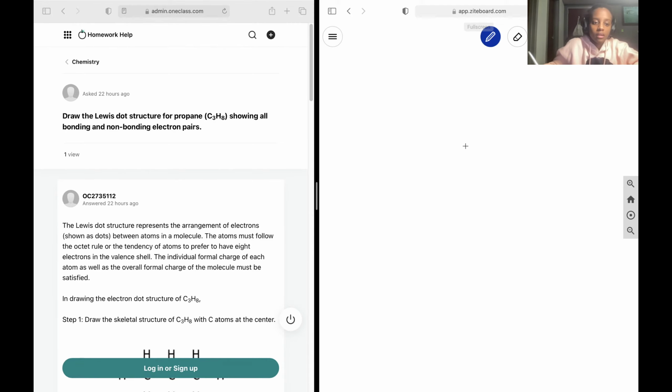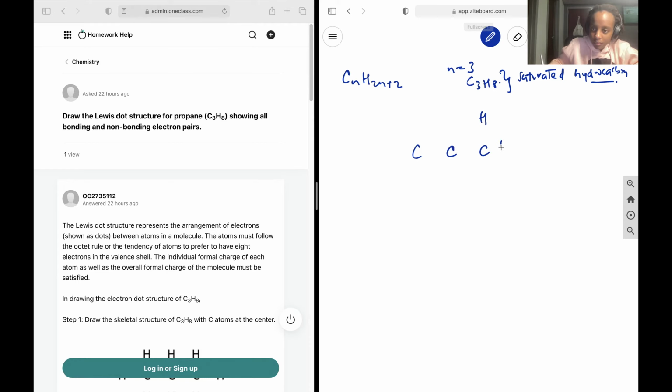Okay, next up, we would like the Lewis dot structure for propane. And so you can quickly look at this and tell that it's an alkane. Alkane should have the general formula CnH2n plus 2. If n is equal to 3, this is satisfied with C3H8. So we can already tell that this is going to be our saturated hydrocarbon. So let's just put down those 3 C and the 8 hydrogens around it.